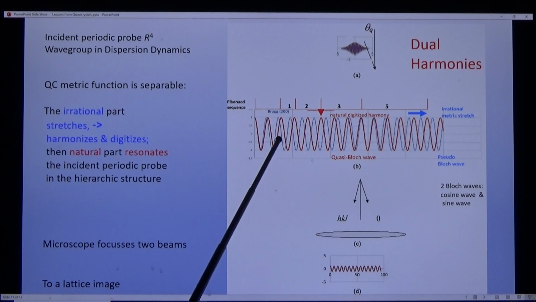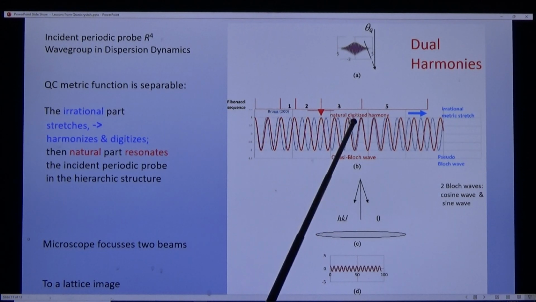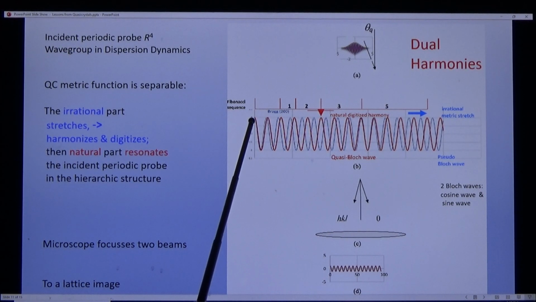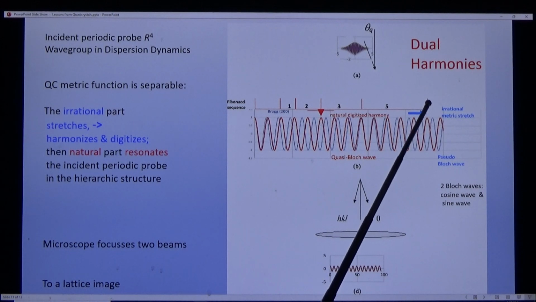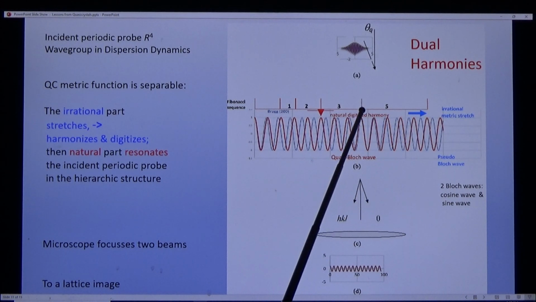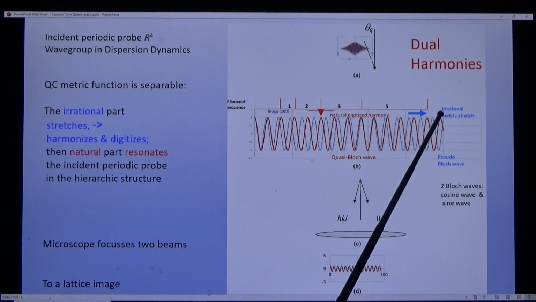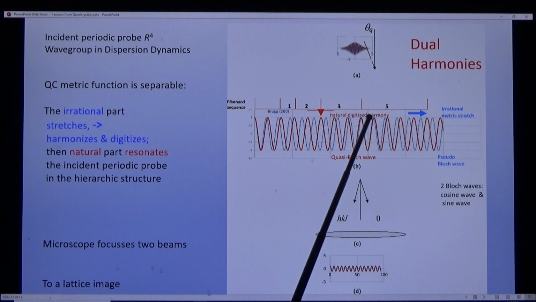Look at the blue wave. This is a Bloch wave in a crystal. It's commensurate with the unit cell and commensurate with all unit cells periodically repeating, but incommensurate with the quasi-lattice in the hierarchic structure. However, if we stretch the blue wave by the metric function, we find a wave that is commensurate long range on geometric indices and locally short range around each index. So we have a dual harmony.